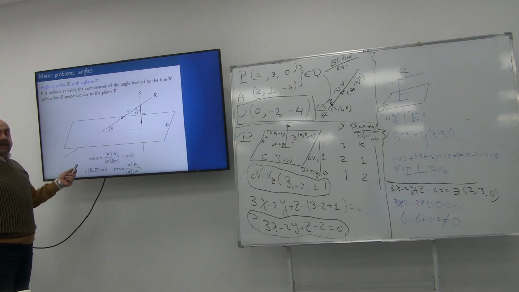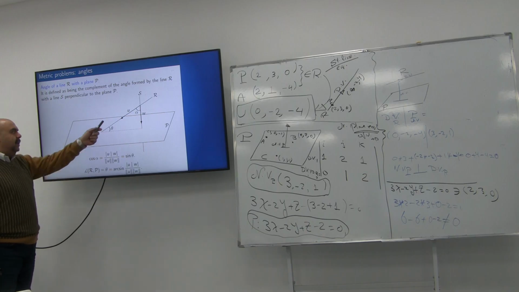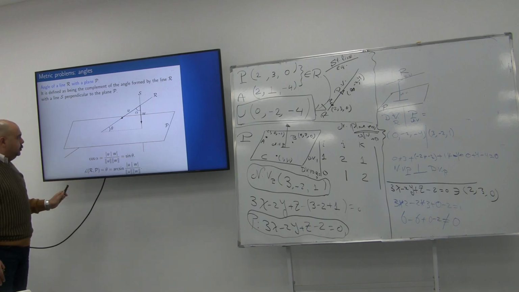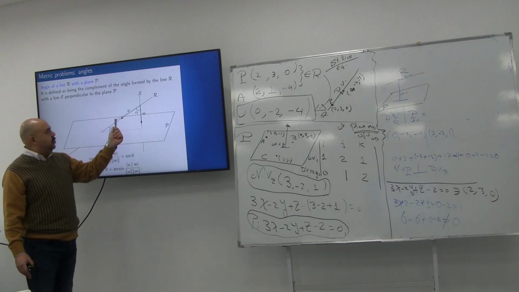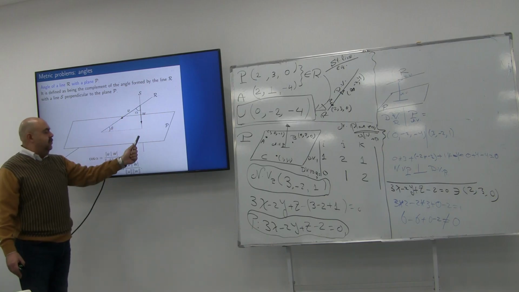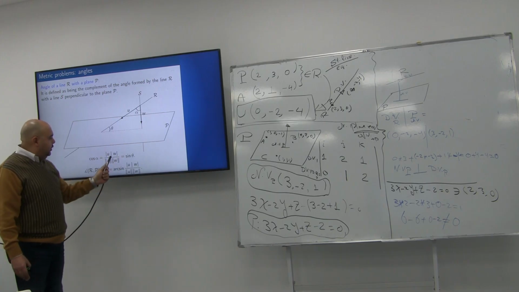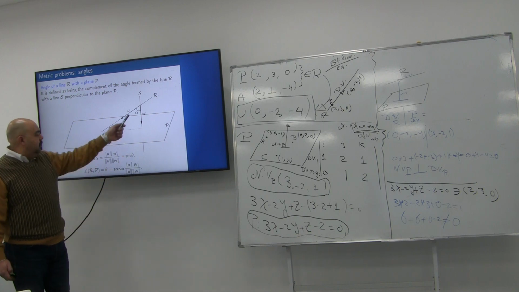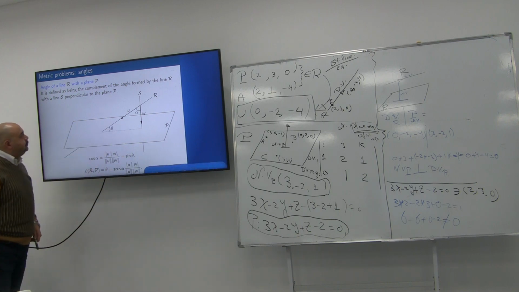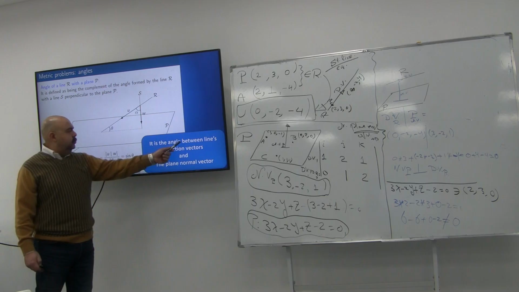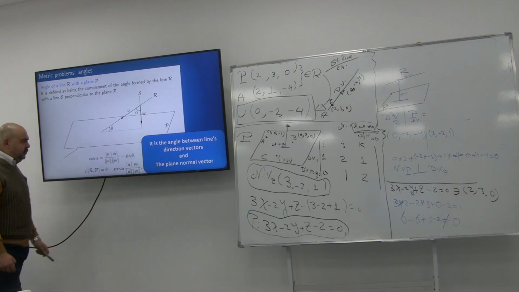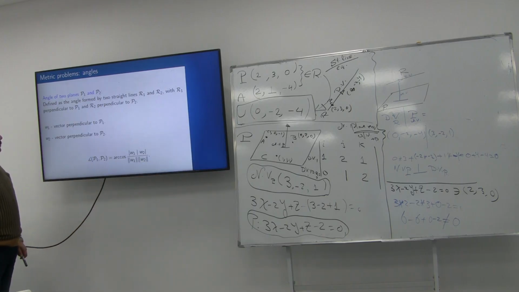How to get an angle between a plane and a straight line? All I have to do is to get the vector of the straight line and the normal vector of the plane, do the inner product, and then divide by the magnitudes. And it's going to be sine theta equal to the inner product of u and v divided by the magnitude of each, and you can get the arc sine of this angle simply. It is the angle between the line's direction vector and the plane normal vector.